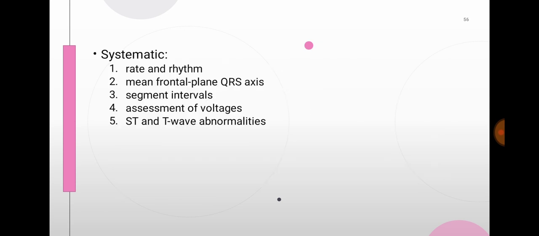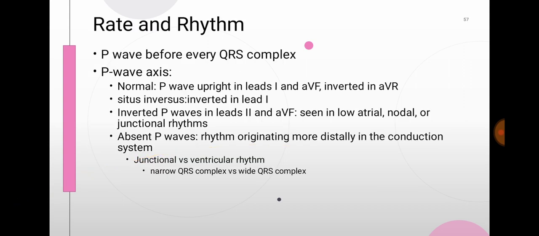How do we evaluate your ECGs? Always be systematic. First, you check for the rate and the rhythm. Second, you check for the QRS axis, your segmental intervals, your voltages, and your ST-T wave abnormalities. So we'll not be discussing all those.